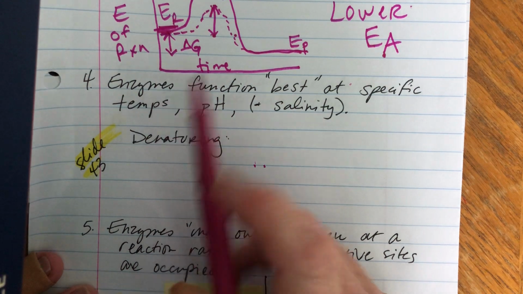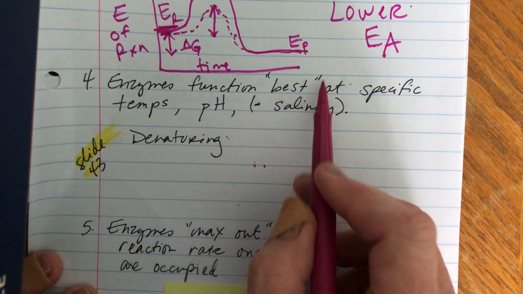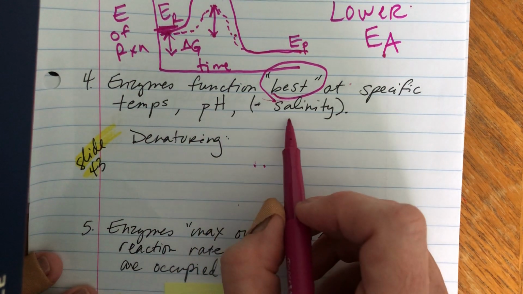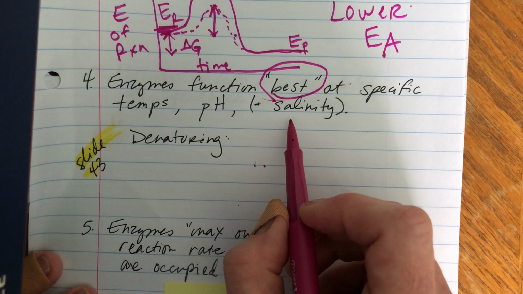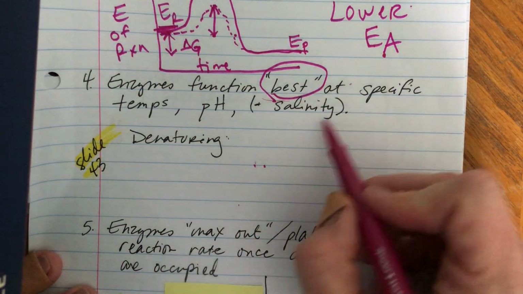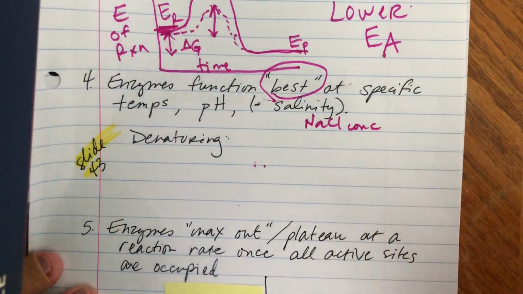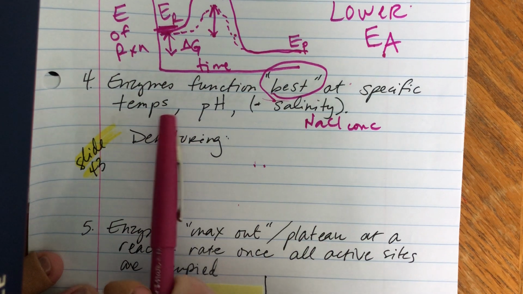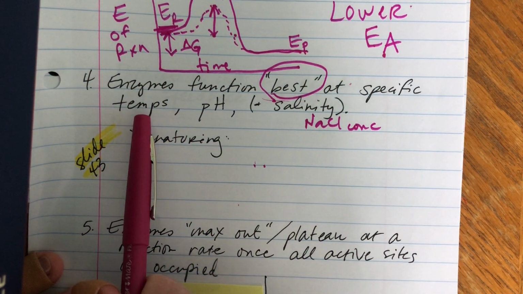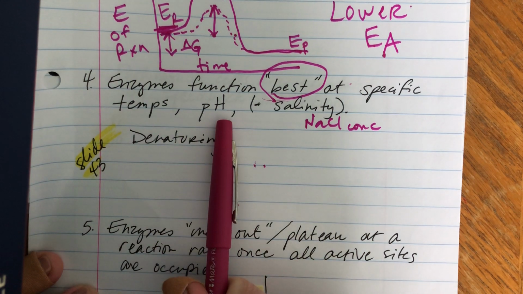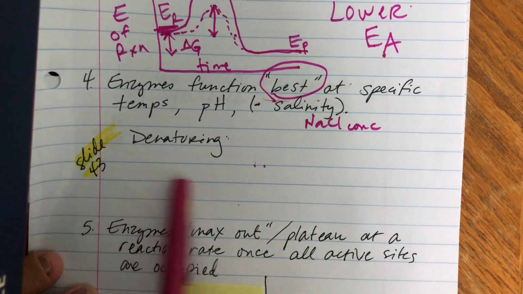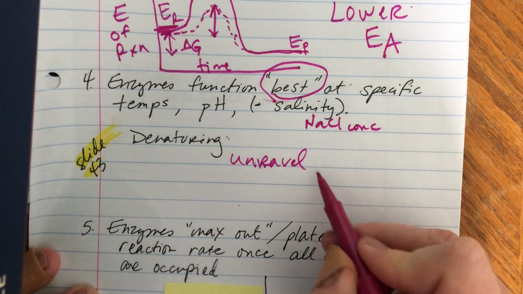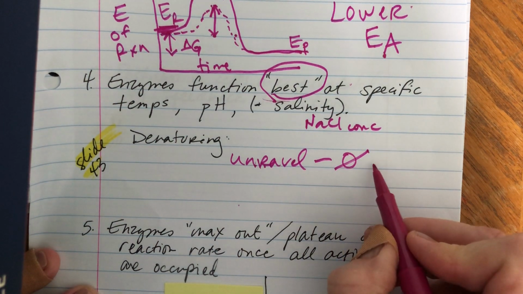Number 4, enzymes function best, which means the reaction rate is the highest, at a specific temperature and pH. And here's another thing we didn't really talk about: they're also sensitive to salinity changes, which means salt concentration. So if I take an enzyme that's used to working at a specific temperature, pH, and salinity, and I change the temperature drastically, change the pH drastically or salinity, I can denature that enzyme. This is like an unraveling of the 3D shape. The 3D shape is lost.